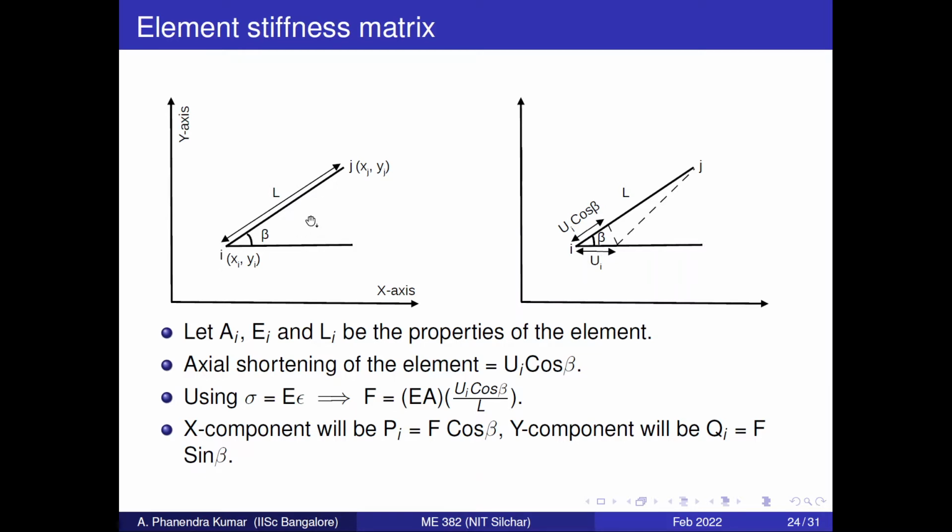This is node I and this is node J. Let's say the length of the element be L, and it is making an angle beta with the horizontal. These are the global x-axis and y-axis.